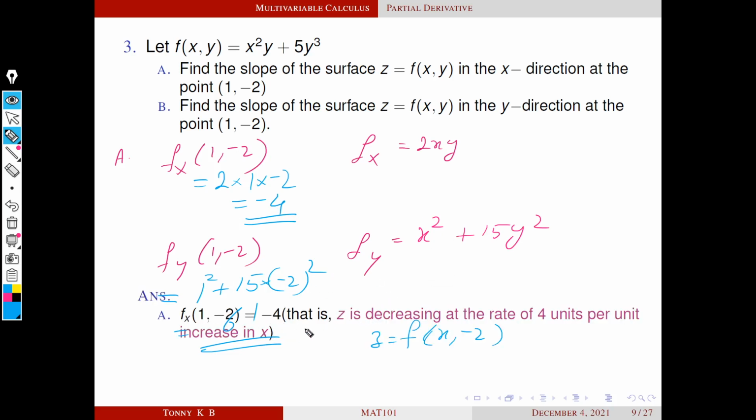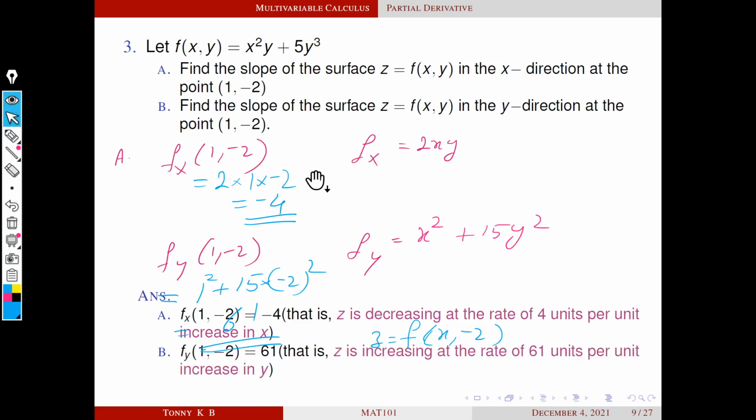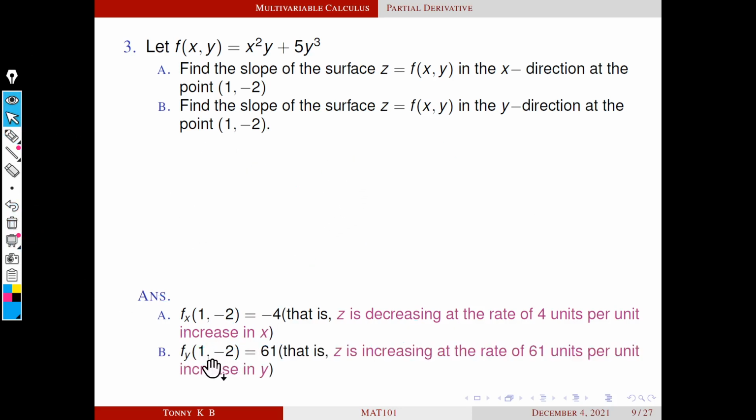So fx is -4. That means what? Derivative is negative means the function is decreasing, right? In which direction? X direction. More precisely, this is our curve, z equal to f(x, -2). This is exactly the curve. Actually, the direction of this curve is x direction. Okay, this curve is decreasing at the rate of 4 units per unit increase in x. That's all. Okay. Similarly, what is the interpretation of this fy? Fy is 61 means z is increasing at the rate of 61 units per unit increase in y. Clear?